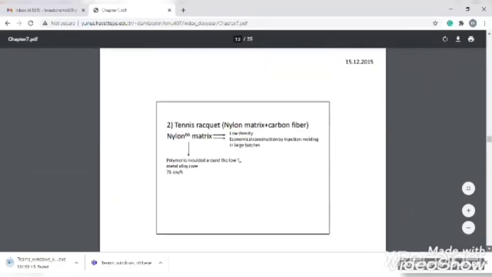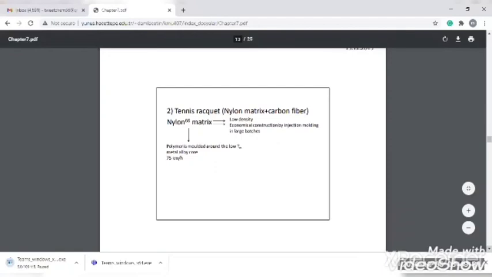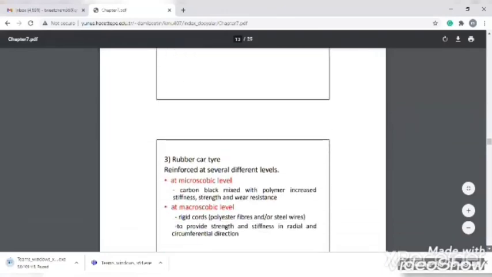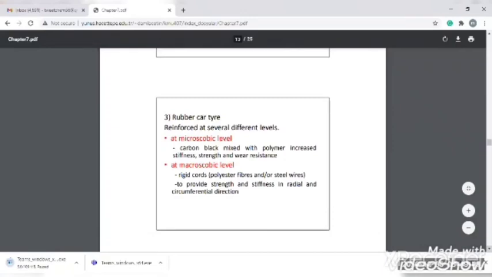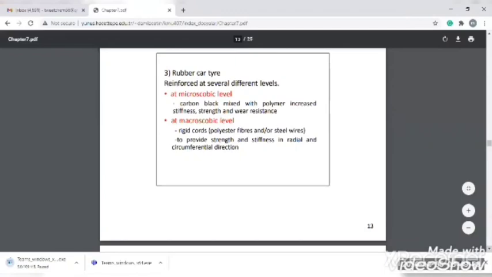What is the tensile requirement? Tennis rackets require basically a nylon matrix plus carbon fiber, nylon 66 matrix, low density, economical construction by injection molding in large batches. The polymer is molded around the low melting metal alloy. And similarly, a rubber car tire is reinforced at several different levels, at the microscopic level and the macroscopic level. First let us look at the microscopic level.